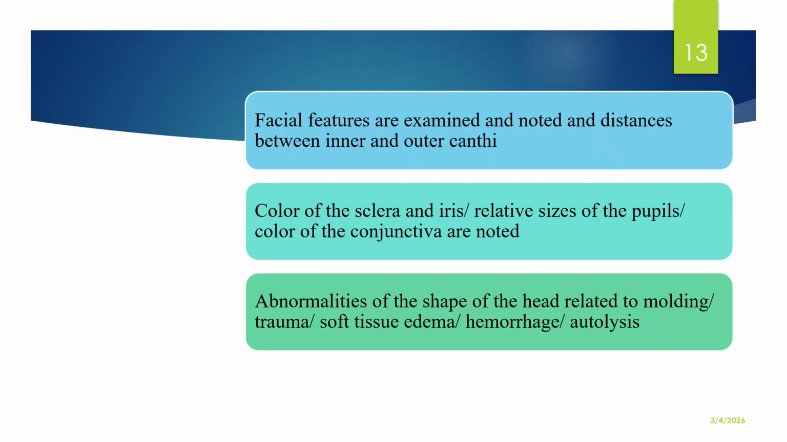And other things that have to be noted down are facial features, and distances between the inner and outer canthi: inner canthi distance, outer canthi distance. Then color of the sclera and iris, relative size of the pupils, and color of the conjunctiva have to be noted. Abnormalities of the shape of the head related to molding, trauma, soft tissue edema, hemorrhage, and autolysis have to be noted down.